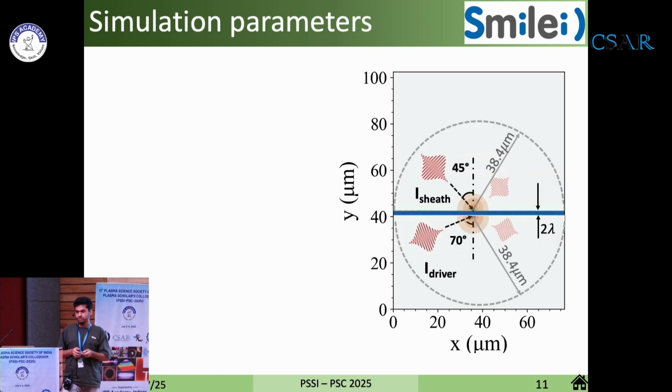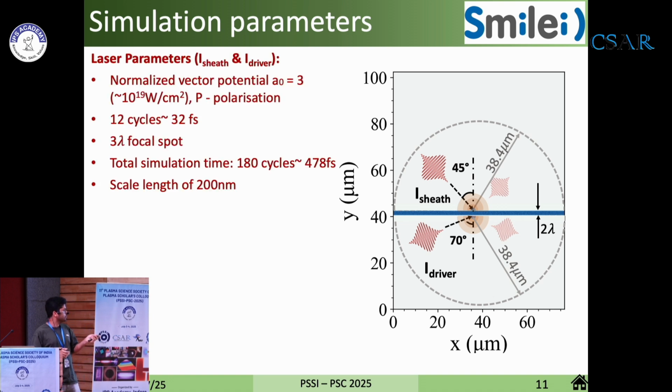Next, I will talk about the simulation parameters. This is a typical simulation box. It goes around 100 microns vertically in the y-axis and around 75 microns in x. We have two lasers. The angle chosen for the top laser is around 45 degrees, just to increase the absorption and to create a stronger sheath. And the 70-degree angle for the bottom laser is just to have enough electrons on the surface initially. The target I've chosen is 2 lambda, where lambda is 800 nanometers. So the target thickness comes out to be around 1.6 microns, which is not very thin actually.